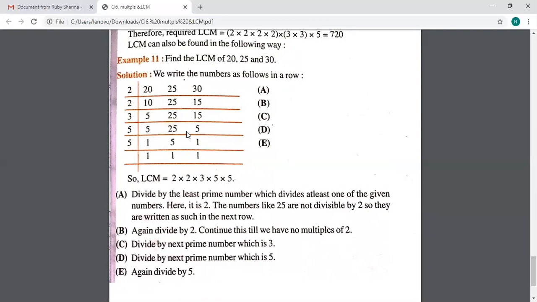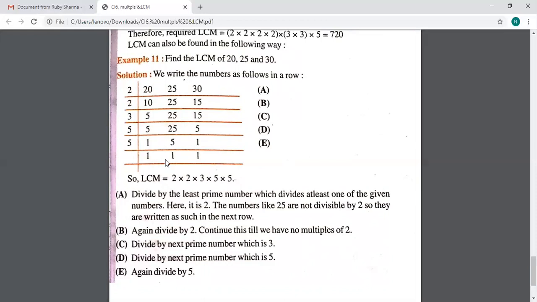So the next prime number is 5. So we write here 5. So 5 ones are 5, 5 5s are 25. We see each number is divisible by 5. 5 ones are 5. Now till we get all 1, like in prime factorization, we continue. So here the next number is only 5. And 5 is a prime number. The last prime number to be divided is 5. So 5 ones are 5, 5 ones are 5. Okay. So these are the prime factors whose product will give you the LCM.